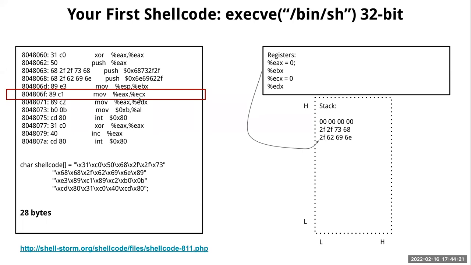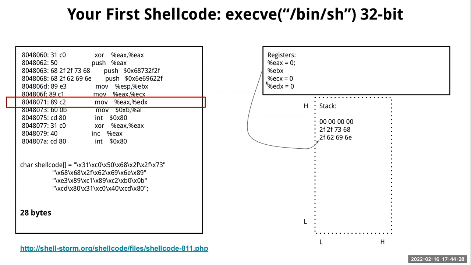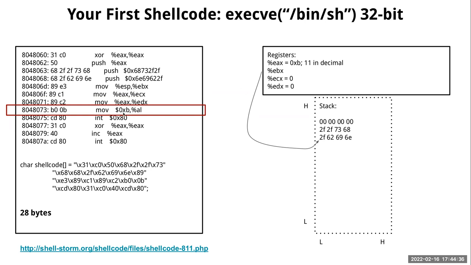Then we move EAX to ECX. EAX we know is 0. So after this instruction, ECX is 0. Then after this, we move ECX to EBX. So EBX is also 0. Okay. So after this, we move B. B is 11. We move 11 to AL.